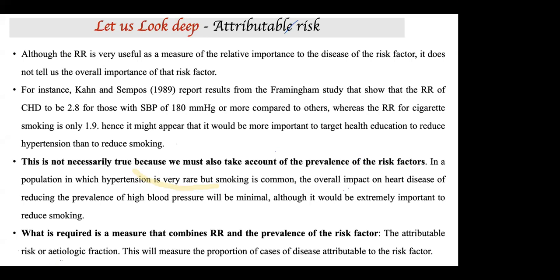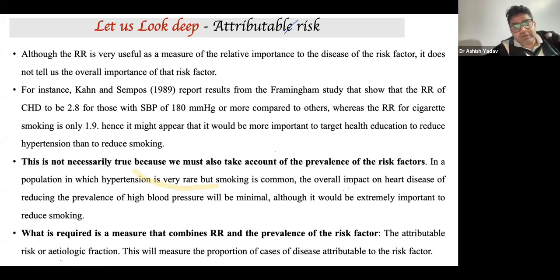Diabetic. Diabetic. So that's what attributable risk will be telling us. Attributable risk is calculated by taking account of the RR in relation to the prevalence also. Okay. So OR and RR are giving us some incomplete information.